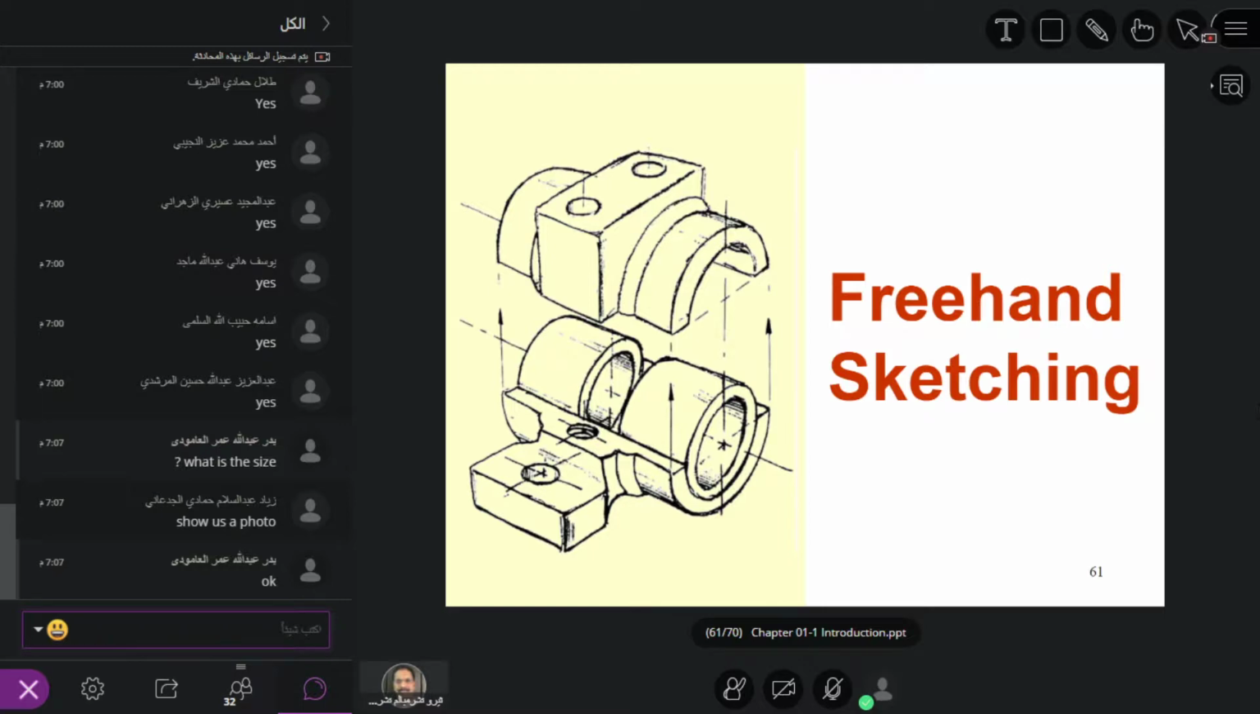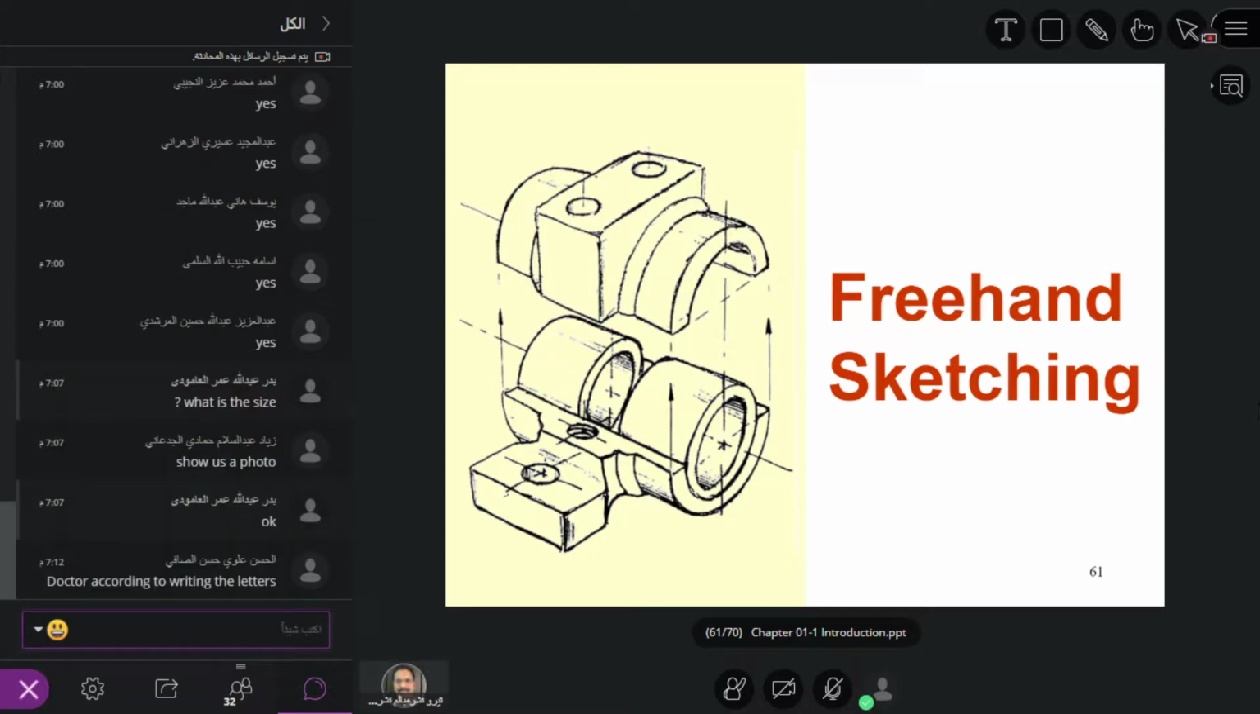Freehand sketching is the most important, according to writing the letters. Yes. What is that? What's your question?